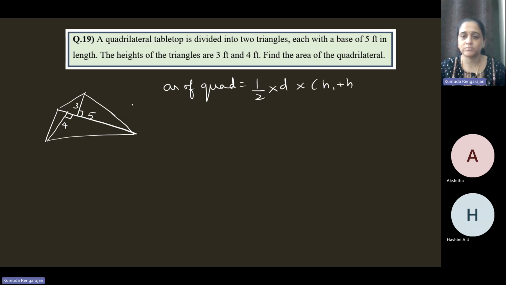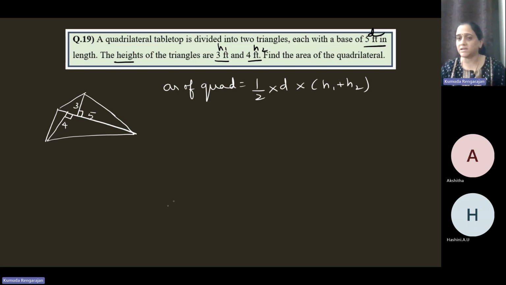H1 plus H2. See, it's given here. See, children, look at the question. The heights of the triangles are 3 feet and 4 feet. That is H1 and H2. And this is half D, the diagonal.